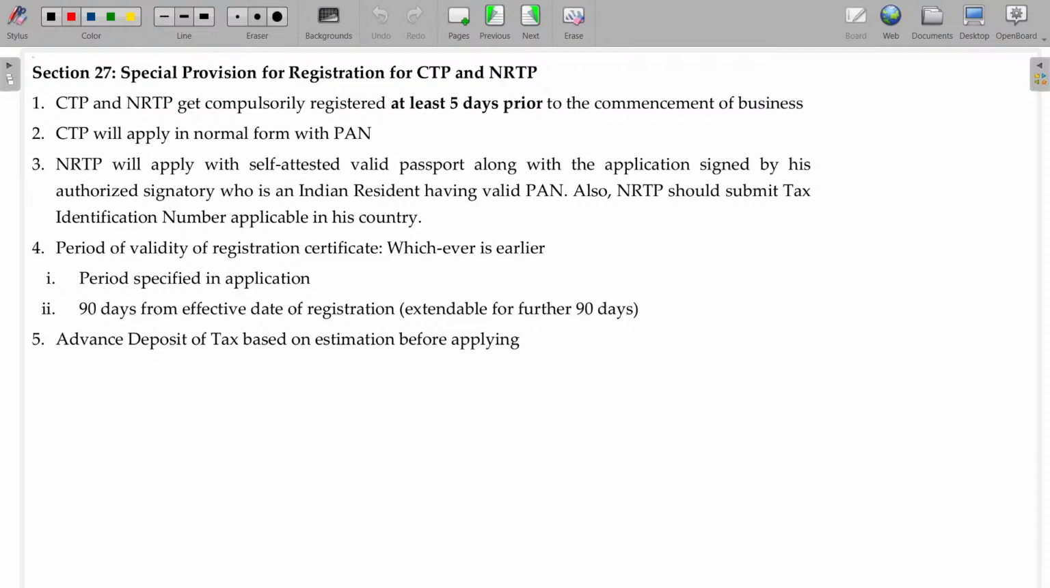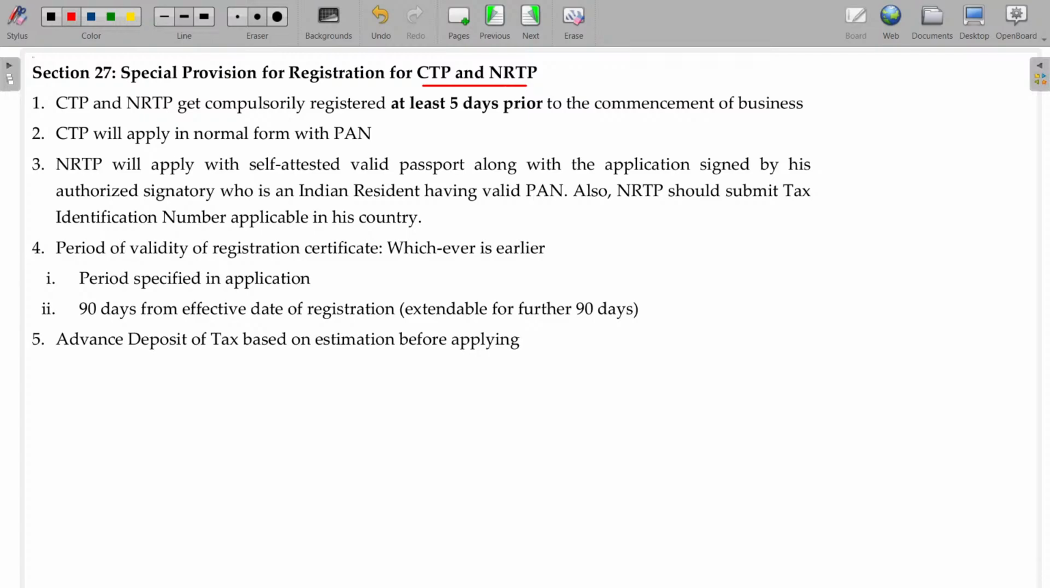Section 27 is all about special provisions for CTP and NRTP. So, 3 sections: 25, 26, 27. In 25, we have discussed all these things in detail. 26 is very simple. If registration is confirmed in the state, automatically registration is deemed to be confirmed in CGST also. If it is cancelled there, it is cancelled here also.